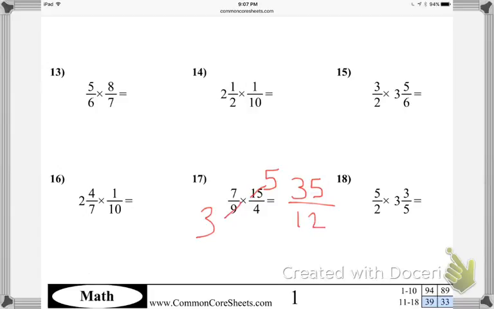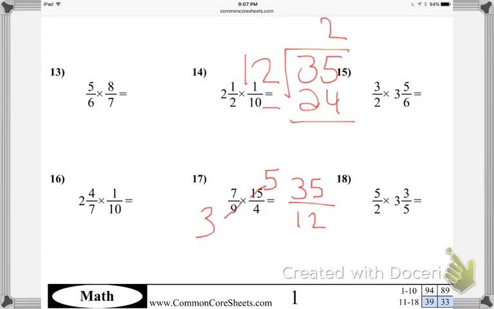You should notice that my answer is improper. You cannot have an improper fraction as your final answer. We must change it to a mixed number by dividing. I'm going to use the open space up here. 35 divided by 12. 12 times 2 is 24, and 12 times 3 is 36. So I'm going to have to go with 2. When I subtract, I get 11. So that's my numerator, my remainder, and 12 is my denominator.